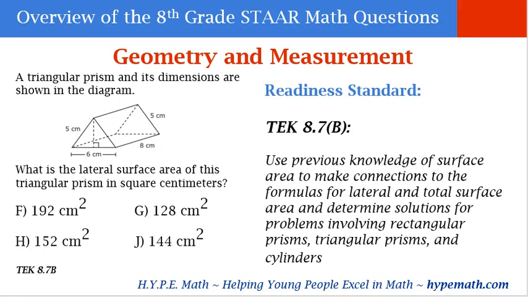Readiness standard, TEKS 8.7B. Use previous knowledge. So this means that, of course, your student was introduced to this formula for triangular prisms in a previous grade. Okay, so this is not the first time that they should have seen triangular prisms. So use previous knowledge of surface area to make connections to the formulas for lateral and total surface area and determine solutions for problems involving rectangular prisms, triangular prisms, and cylinders.